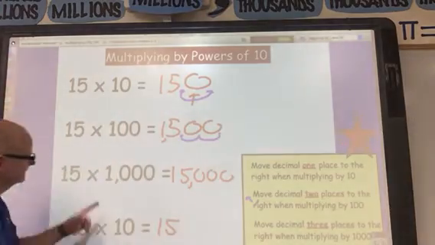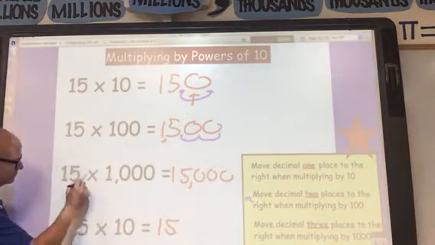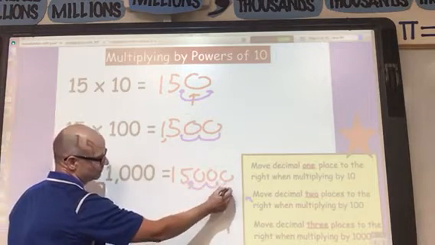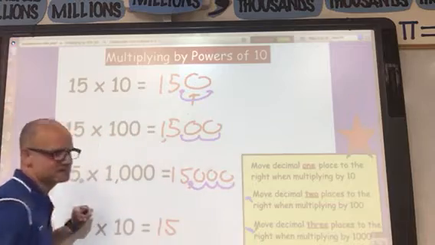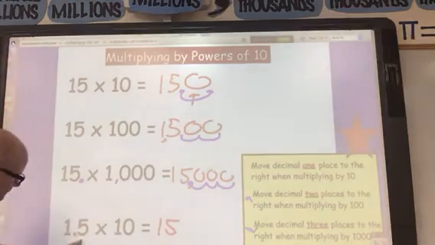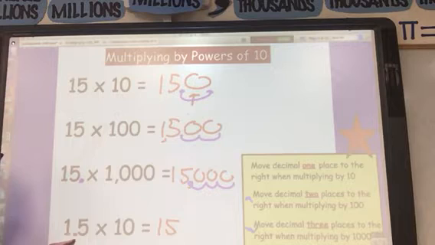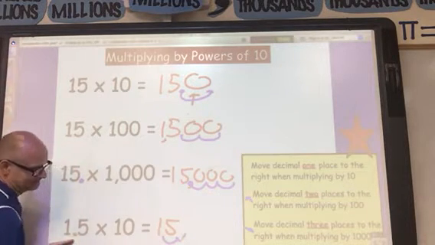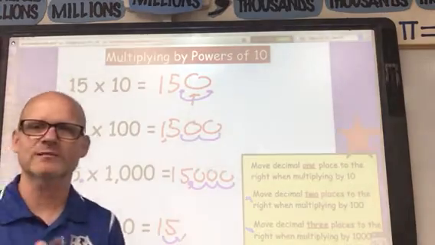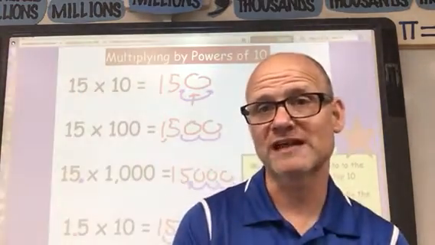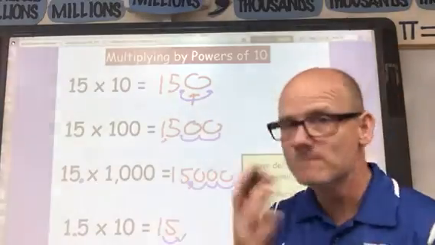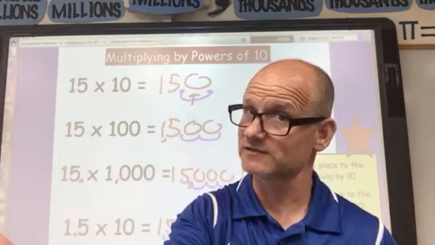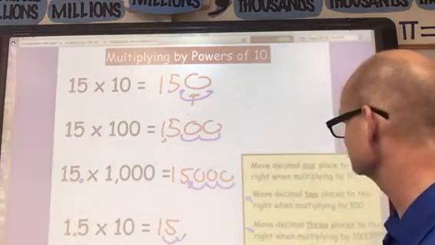And if I multiply by 1,000, I'm taking the decimal, which was originally here, and I'm going to move it 1, 2, 3 places to the right. So this problem, notice down here, see this problem? I've taken the decimal 1.5 and I moved it 1 place to the right, and now it's 15. So whenever you multiply by tens or hundreds or thousands, you are moving the decimal that many places, as there are zeros. That makes sense. Okay. Questions?